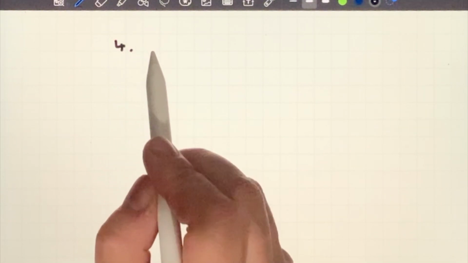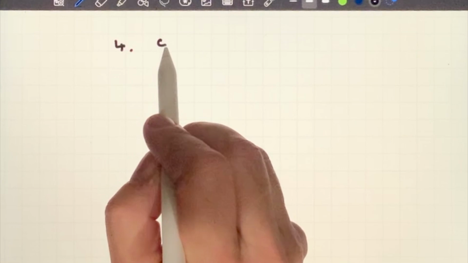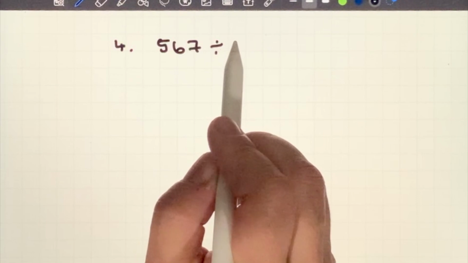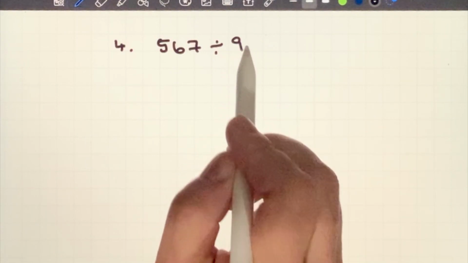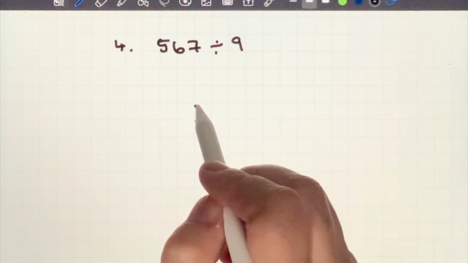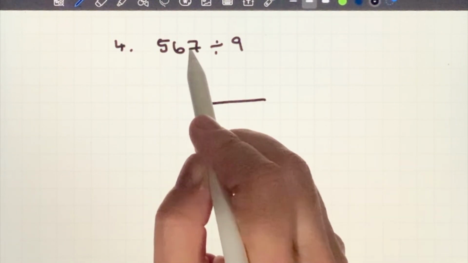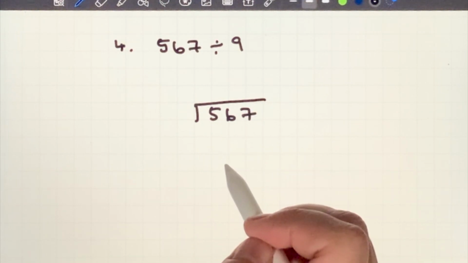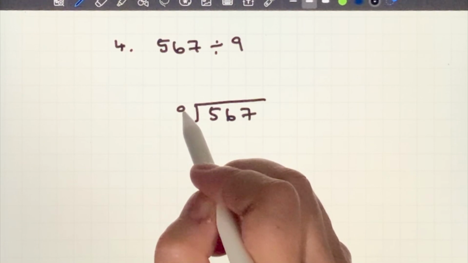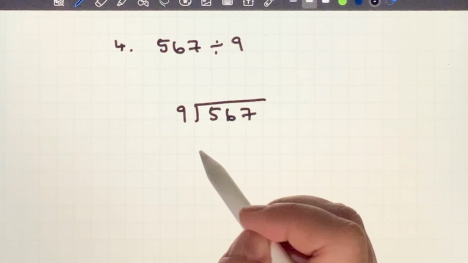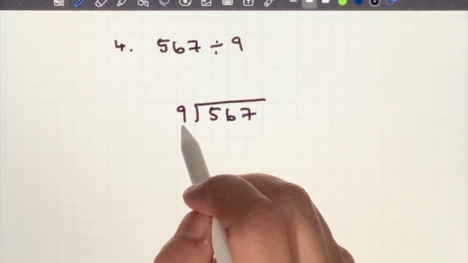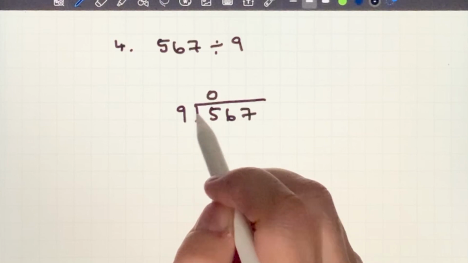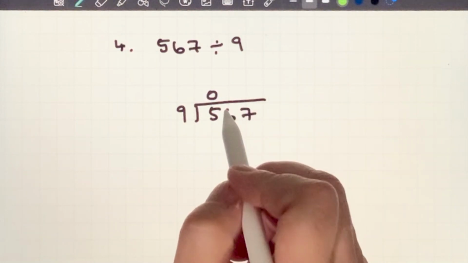Example number 4. We are asked to divide 567 by 9. So we take our dividend and we put it in here, and we take our divisor and put it in there. So 9 into 5 is 0. 0 times 9 is 0. So I've got 5 left over.